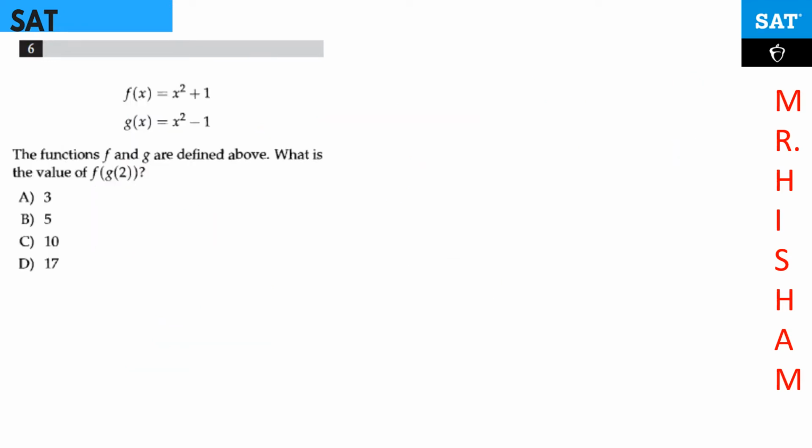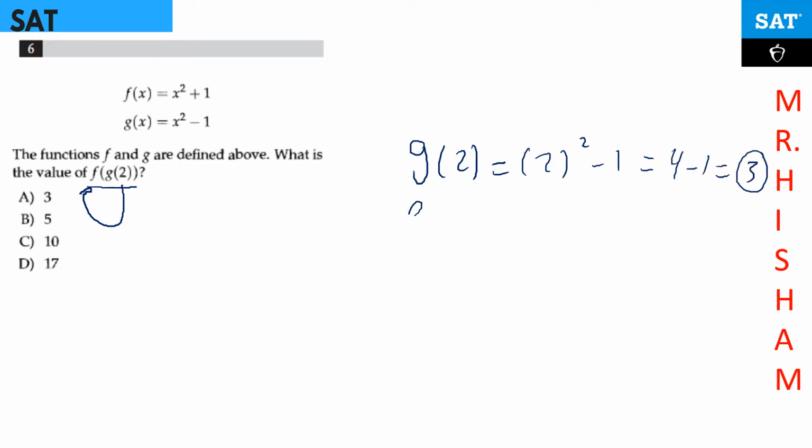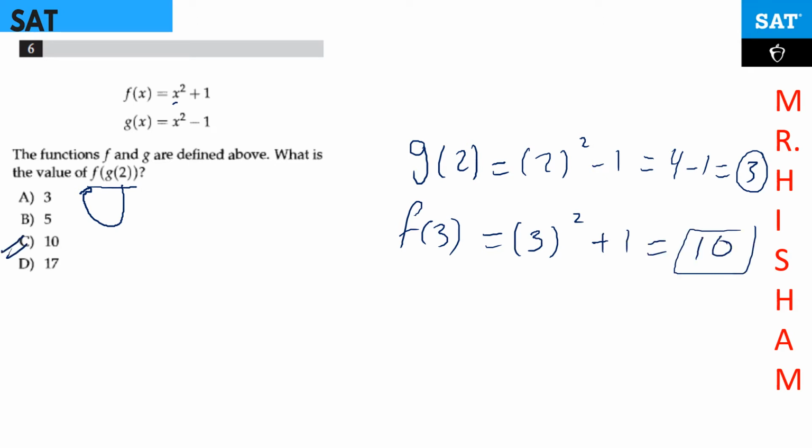Here f(x) is equal to x squared plus 1 and g(x) is equal to x squared minus 1, and I wanted to find f(g(2)). It means that I have to find the value of g(2) first, then I plug that value into f. So g(2) is 2 to the power of 2 minus 1, which is 4 minus 1, equal to 3. So I have to find f(3). So I plug in x equals 3 in f. So 3 to the power of 2 plus 1, which is equal to 10. So the right answer is C.